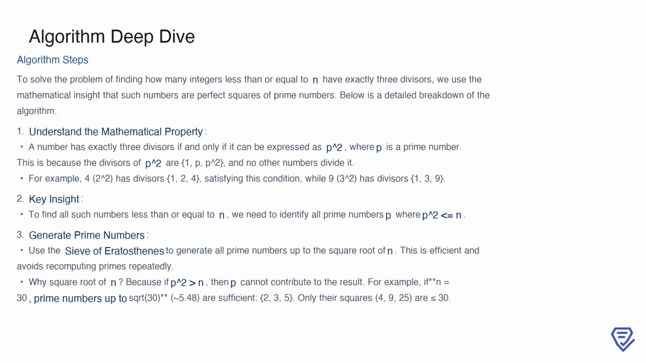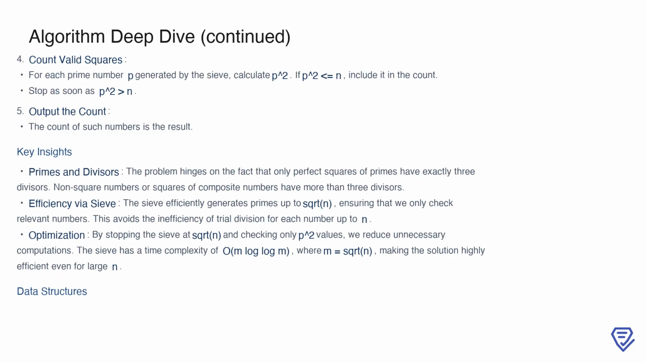The key insight here is that we only need to find the prime numbers p where p squared is less than or equal to n. To do this efficiently, we use the sieve of Eratosthenes to generate all prime numbers up to the square root of n. This approach is efficient because if p squared exceeds n, then p cannot contribute to the result. For instance, if n is 30, we only need prime numbers up to approximately 5.48, which are 2, 3, 5. The squares of these primes, 4, 9, and 25, are the only numbers less than or equal to 30 with exactly 3 divisors.